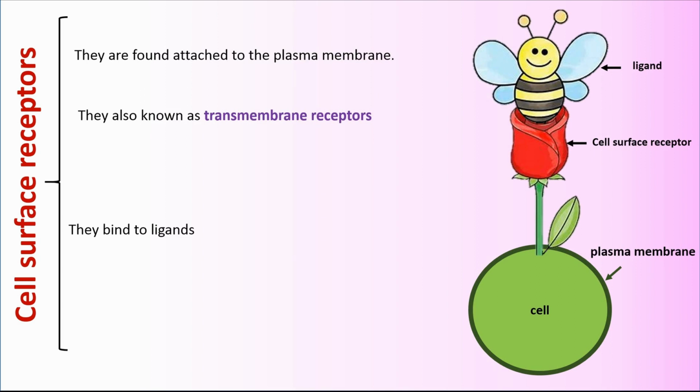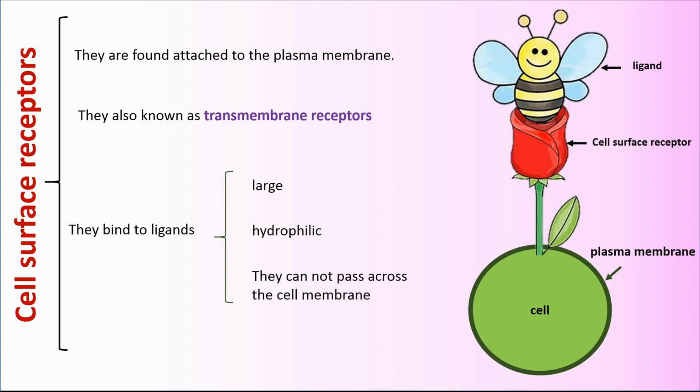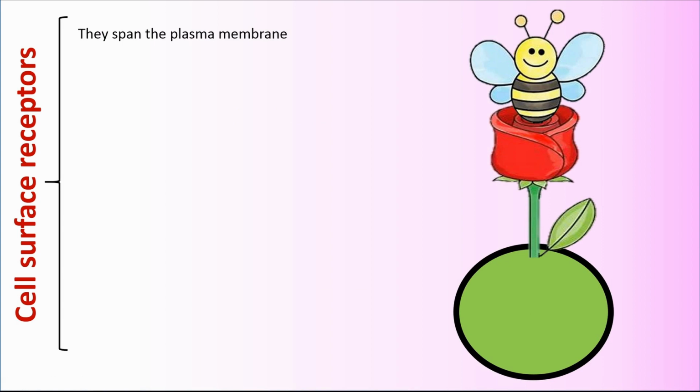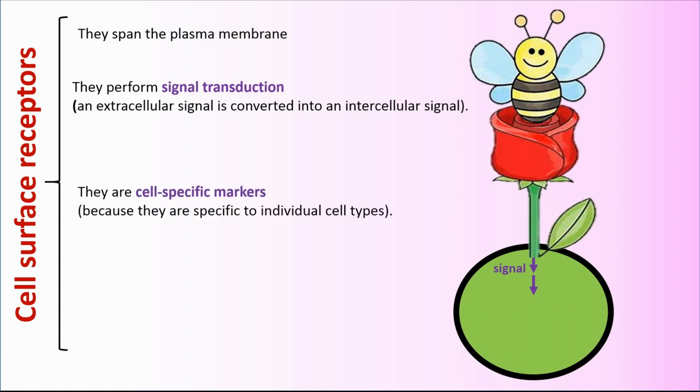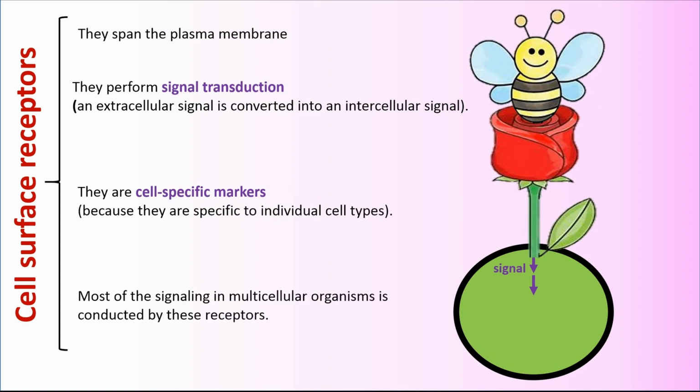They bind to ligands. These ligands are large, hydrophilic, and cannot pass across the cell membrane. They span the plasma membrane. They perform signal transduction: an extracellular signal is converted into an intracellular signal. They are cell-specific markers because they are specific to individual cell types. Most of the signaling in multicellular organisms is conducted by these receptors.